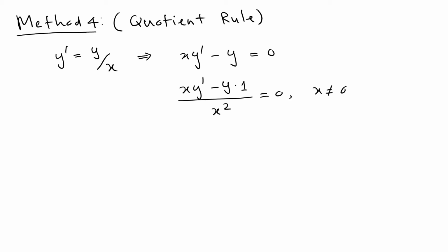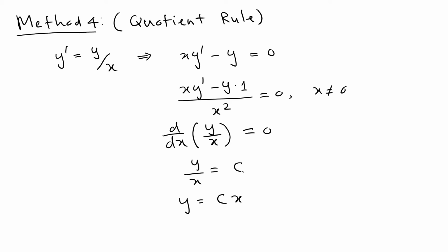So then what happened? You can see that this is just the quotient rule applied to d over dx of the quotient y over x. Because if you apply the quotient rule, that's exactly what we get. So you can read it like that. And this says that the derivative is 0. That means y over x has to be a constant, which is c, and then y equals c times x as before. So that's how we use the quotient rule. Good. So let's look at the next method.